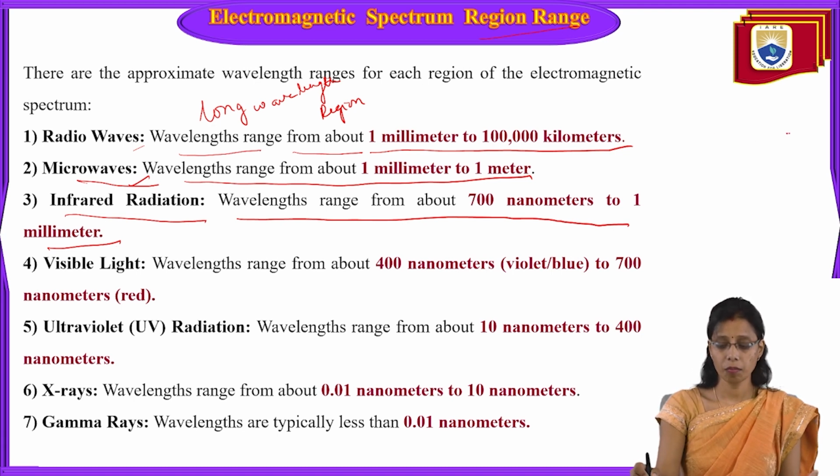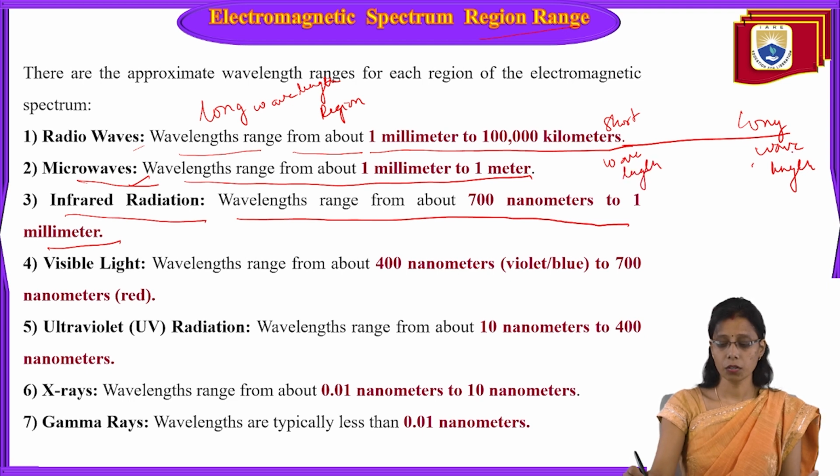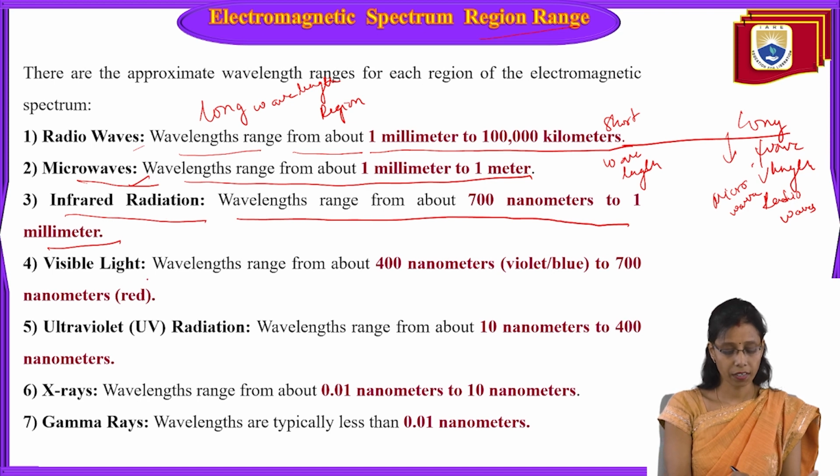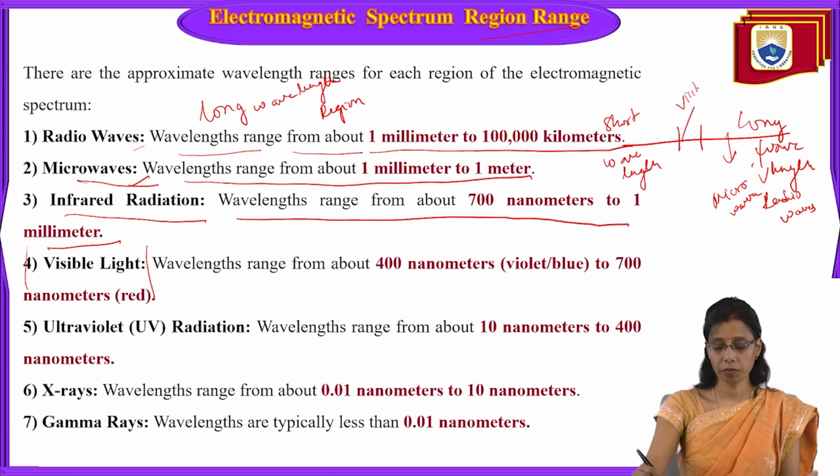We are starting from long wavelength to short wavelength. So at the long wavelength end we have radio waves, then microwaves, then infrared radiation, then comes visible light. This visible light is the middle portion here; we call it the visible region.